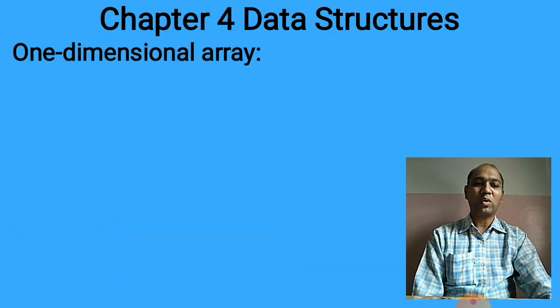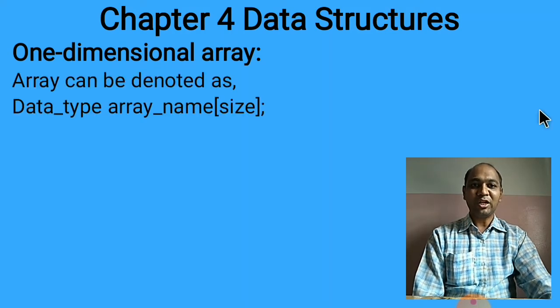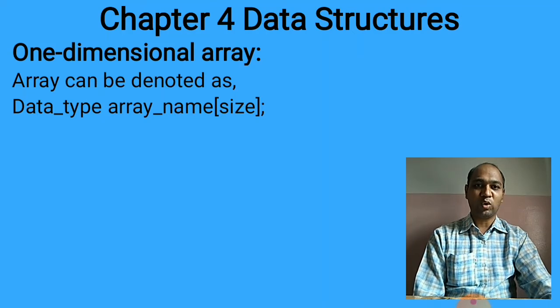What do you mean by one-dimensional array? The definition says if we want to access any one element with the help of index with only one index, it is called as one-dimensional array. Next, the array can be denoted as data type, array name, and inside the square bracket we are going to write the size and put semicolon.